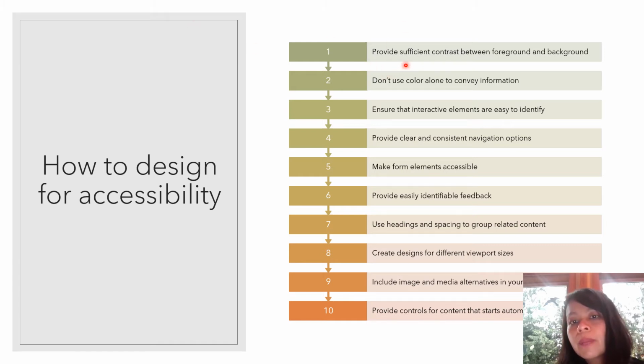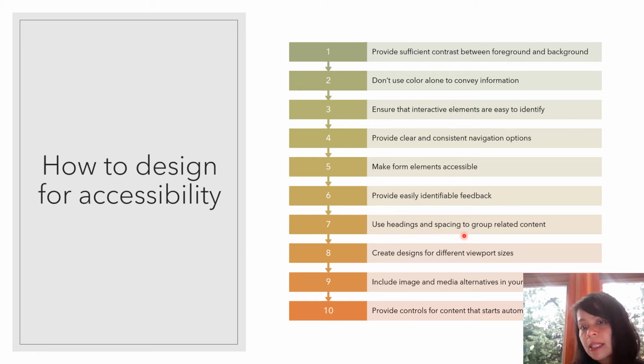So you can provide sufficient contrast between the foreground and the background, making it easy to read. Don't use color alone to convey information. So if something is important, don't just make it red, make it red and bold. Ensure that the interactive elements are easy to find. Don't hide interactive elements to make it interesting. Provide clear and consistent navigation options. Make form elements accessible. Provide easily identifiable feedback.